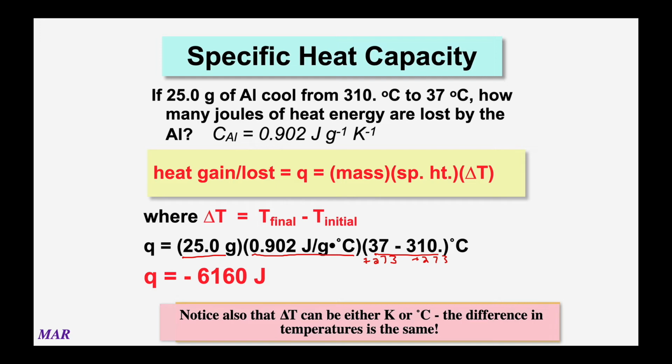And try it, all right? Go 37 plus 273, whatever that is, minus 310 plus 273, and I guarantee it's going to be the same number. You can use Celsius or Kelvin. You are good to go.